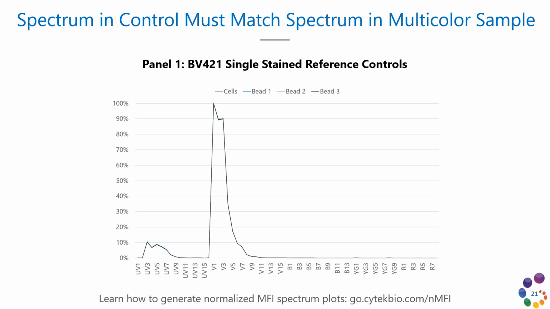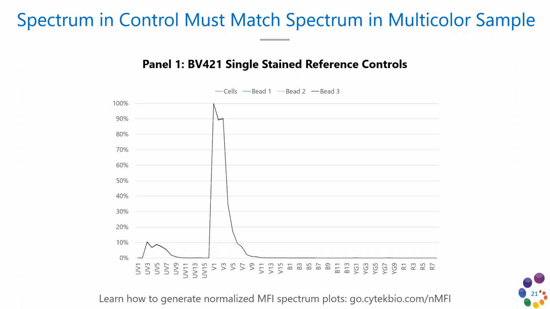From panel 1, here are 4 spectral overlays. Again, they're normalized. They're on a scale from 0 to 100%. And we have one control in green that was a single stained cells control. We also ran 3 different antibody capture beads. We're calling them bead 1, bead 2, and bead 3, and overlaid the spectra here for those as well. You can see that they're very, very similar.